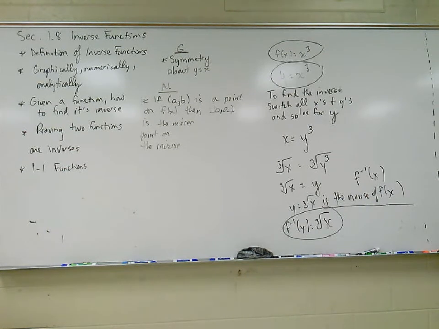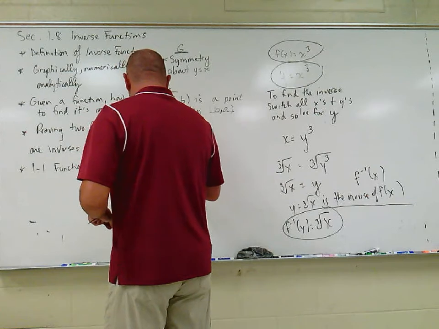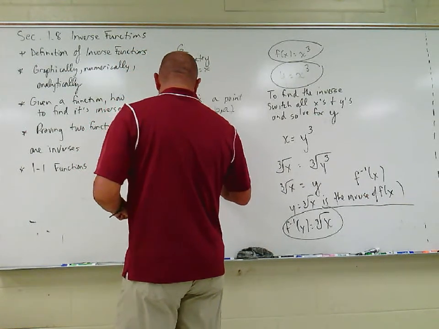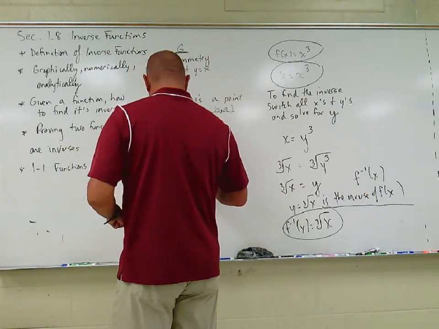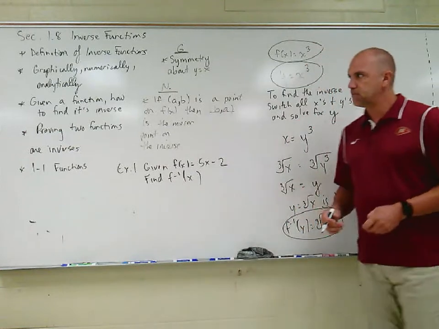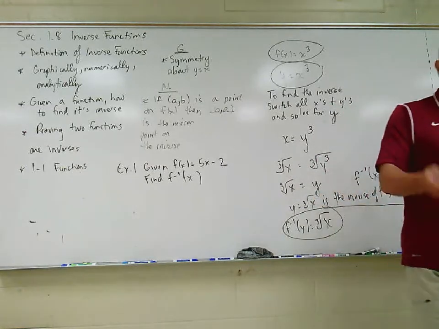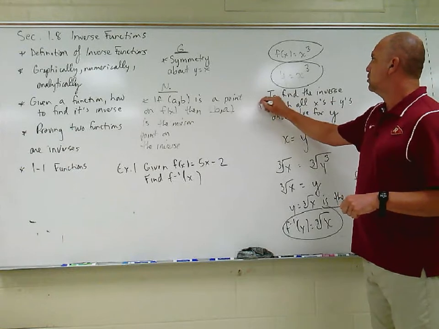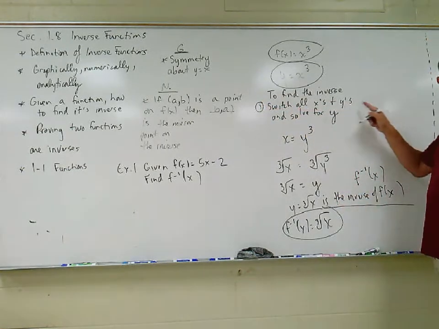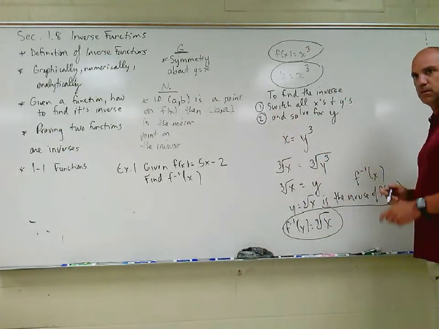So I'm going to give you a function. I want you to find its inverse. Do you understand the procedure? All right, good. So we'll call this example 1. Given f of x is 5x minus 2, find f inverse of x. Go ahead. So I would take f out and call that y. So what are your steps? What's the first step? So it's switch all x's and y's, and what's second? Solve for y. There you go.